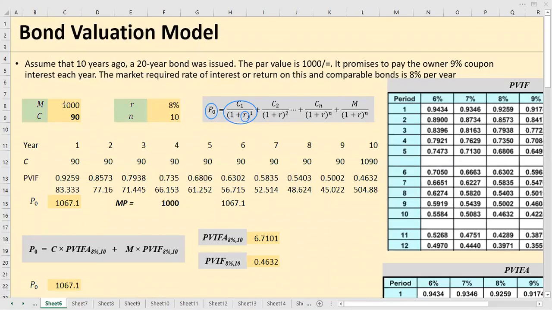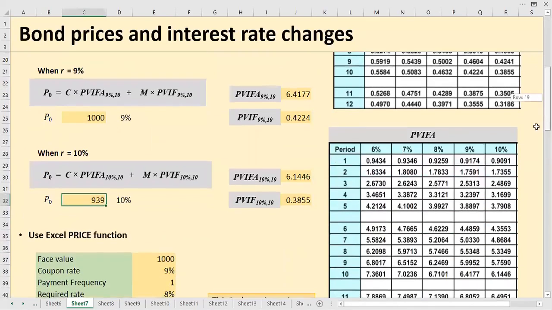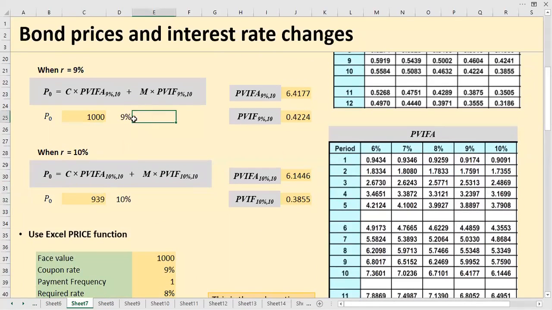So now if you look at this relationship, I think you should be able to identify another interesting fact here. Can someone identify another interesting relationship here? Now, if you look at the second calculation we did, 9%, when the required rate of return is equal to 9%, the bond price is equal to 1000. What does that mean?